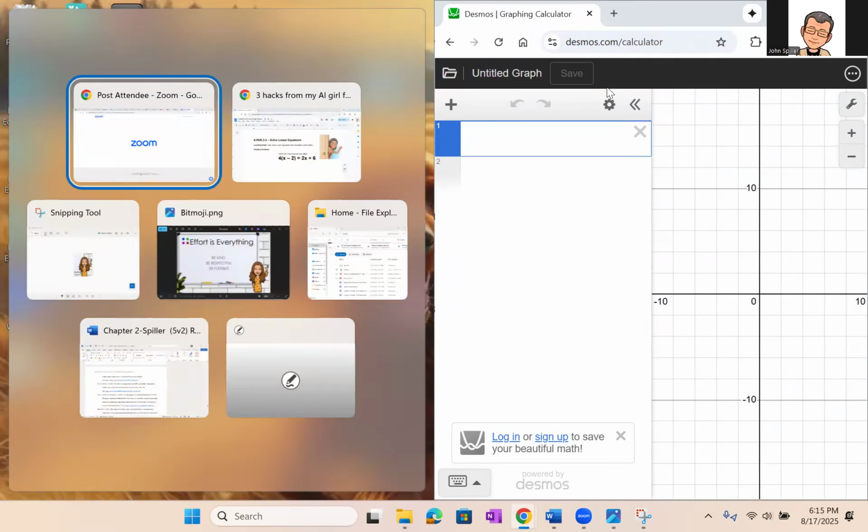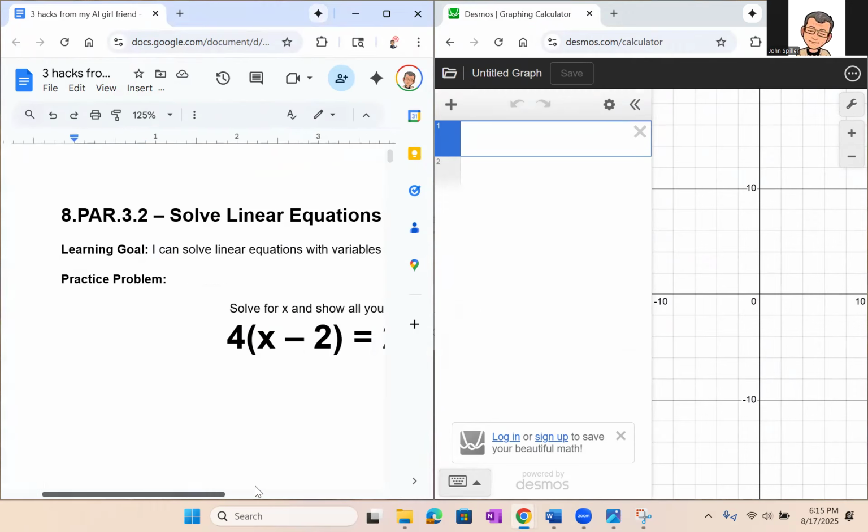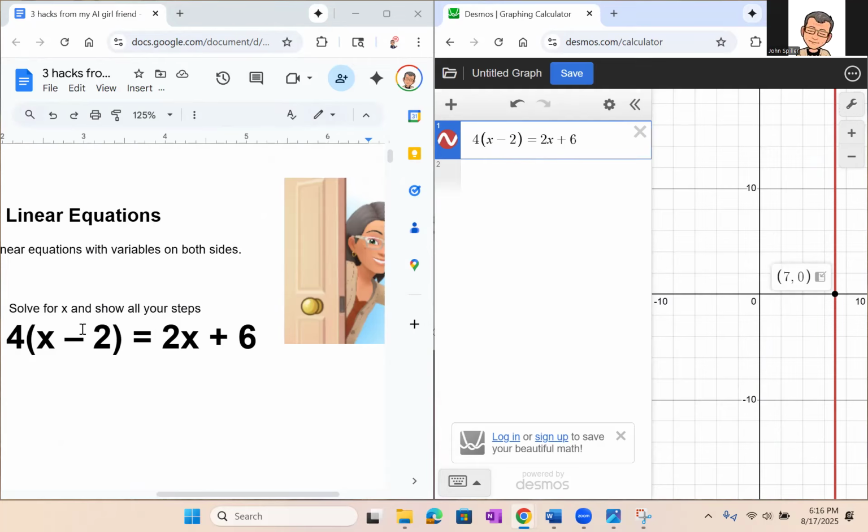Desmos calculator. Let's look at this. We're going to look at this problem, and my girlfriend said, "Hey, just plug it into Desmos." 4x minus 2 equals, don't think, no brain cells, plus 6. And your answer is right here. It's the x part of that problem. So the answer is 7.